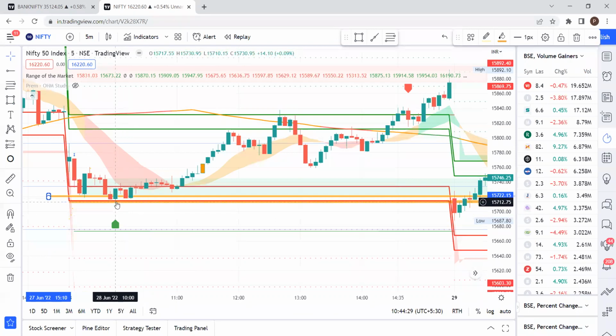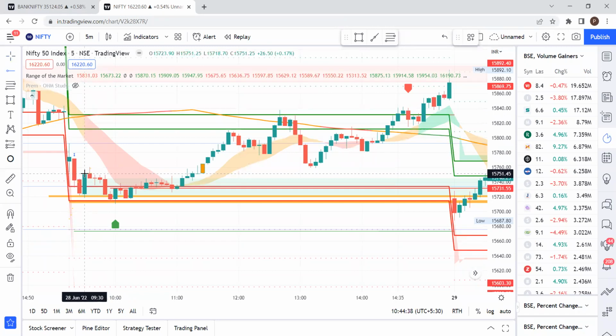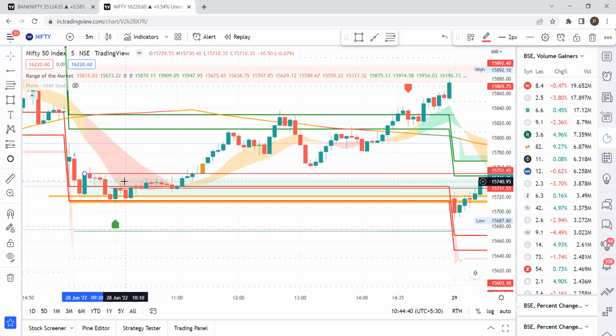So that means I'll take an entry above this to take a trade. So in this case, I would have made a loss. Yes, you would have made a loss. If you had taken a trade above this, you would have taken a loss. But when you take a trade from here, this area, you would not have taken a loss. You would have taken a profit. Every time the market will not give you profits. Sometimes it takes away your profits too.